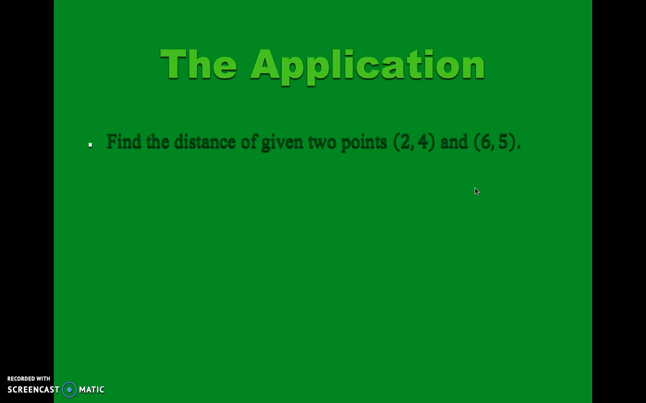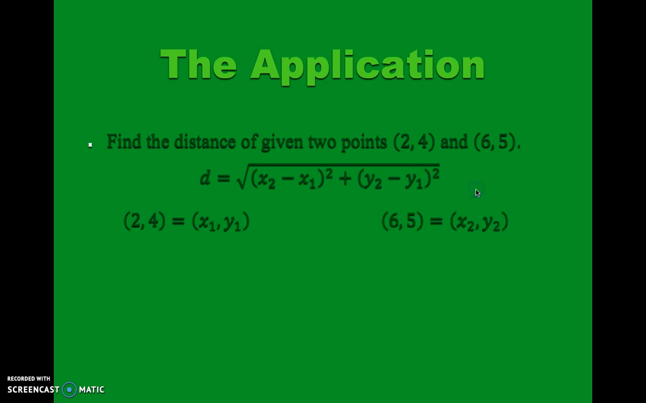Find the distance of the given 2 points, (2, 4) and (6, 5). (2, 4) would be x1, y1, and (6, 5) would be x2, y2. x1 is 2, y1 is 4, x2 is 6, y2 is 5.